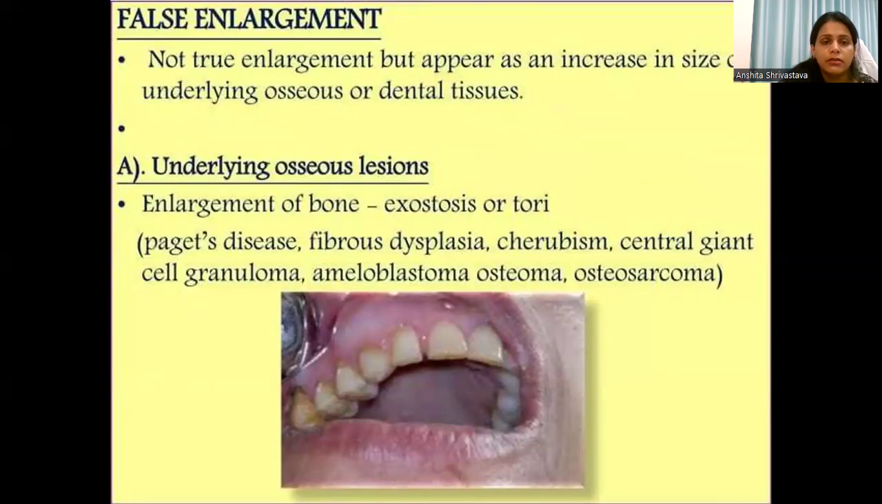False enlargement. This is not a true enlargement, but appears as an increase in size of underlying osseous or dental tissues. So, underlying osseous lesions like enlargement of bone. If you can see any bony enlargement, what will you think, that gingiva is enlarged? No, that is not a gingival enlargement, but that is due to enlargement of bone. Bony lesions or exostosis or tori are present because of which gingiva seems enlarged. Examples: Paget's disease, fibrous dysplasia, cherubism. All these are examples of false enlargement.